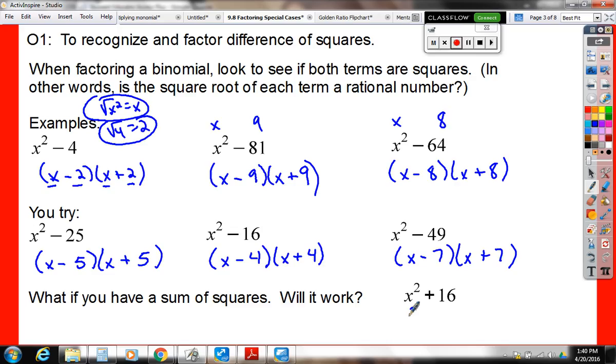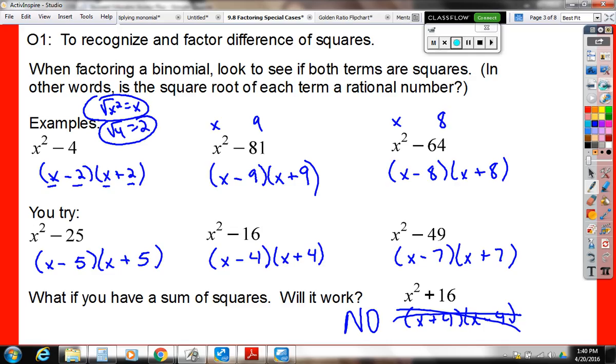Okay, let's try that. X plus 4, x minus 4. Now, if I multiply through and I distribute, will I come up with x squared plus 16? What will I get? X squared minus 16. So no, this does not work. We can't factor a sum of squares. It only works for a difference of squares. Any questions about this?